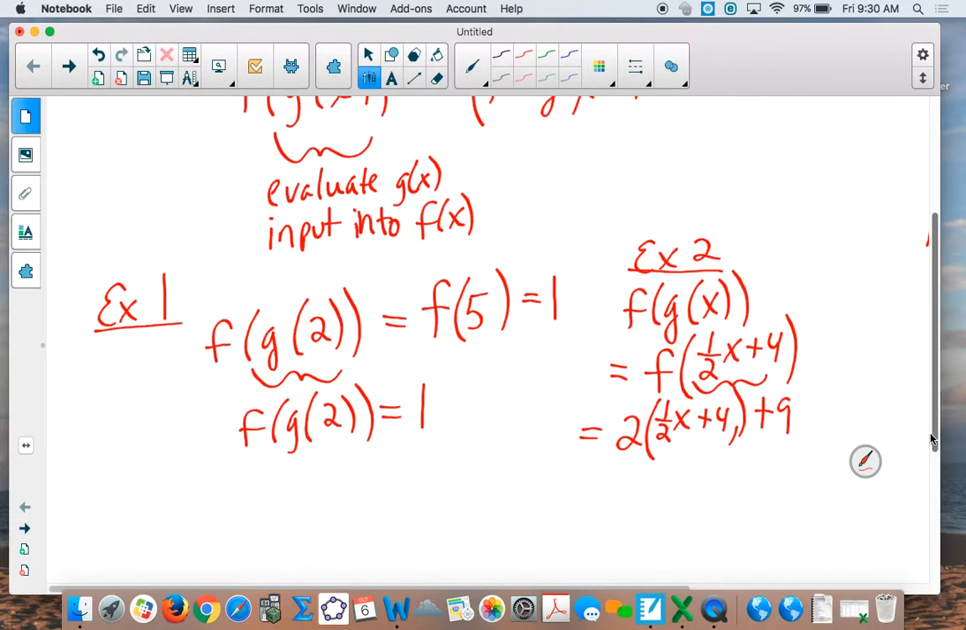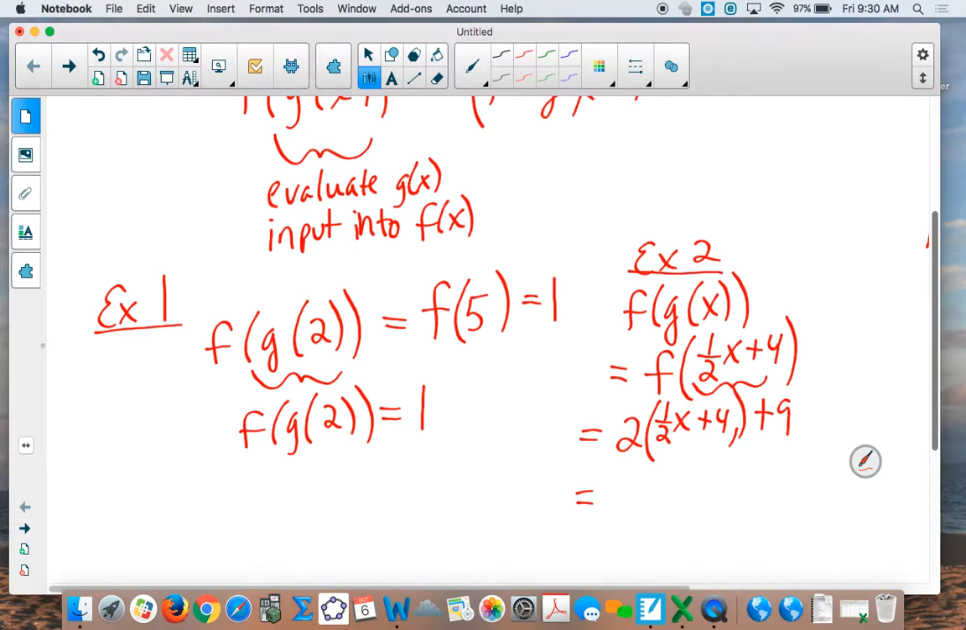Okay, so let's take a look. 2 times 1/2 would give us 1x, or just x. 2 times 4 is 8, minus 9... Our final answer here, x plus 17. Okay? Now, f of g of x and g of f of x are not commutative. So just because f of g of x is x plus 17, that does not mean that g of f of x is x plus 17.